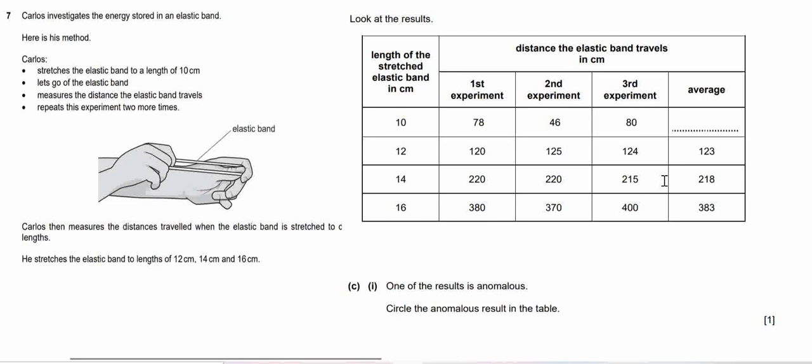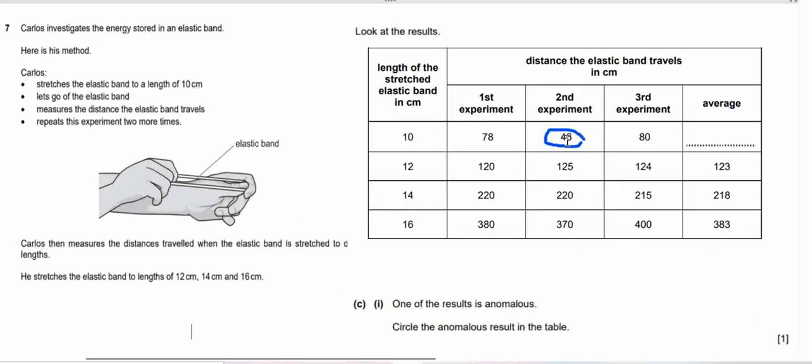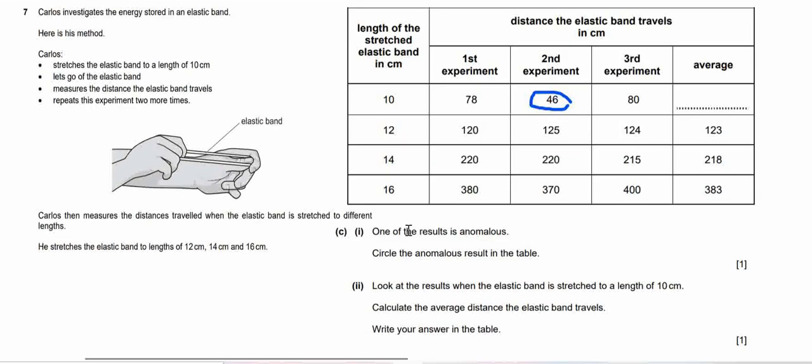Alright, let's open up the answer. So we circle 46 as we see that this is so much different for length of stretch 10 cm. The first experiment 78, the second is 46 only, third is 80. 78 and 80 are close, but 46 is far, so that's the reason we circle this one. Next, C part 2 now. Here we go, C part 2. Look at the result when the elastic band is stretched to a length of 10 cm here. Calculate the average distance the elastic band travels. Write your answer in the table, 10 seconds from now.